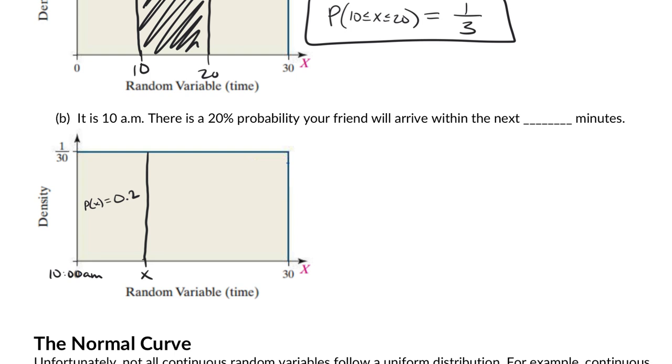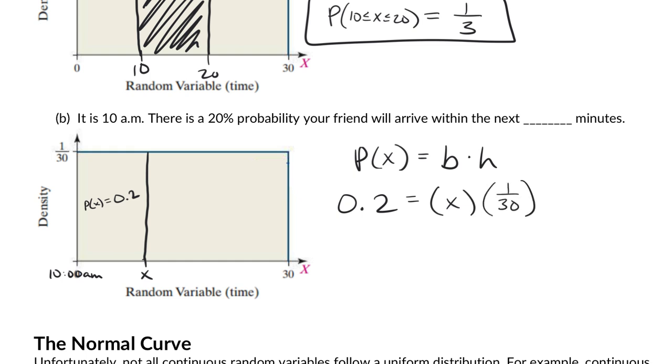So our probability formula did not change. Area underneath this curve for a uniform distribution is still base times height. We know that the probability that it'll arrive in the next blank minutes is 0.2. What's this base measurement? If this is time 0 and this is time x, how long did it take me to get here? X. And then what's the height?